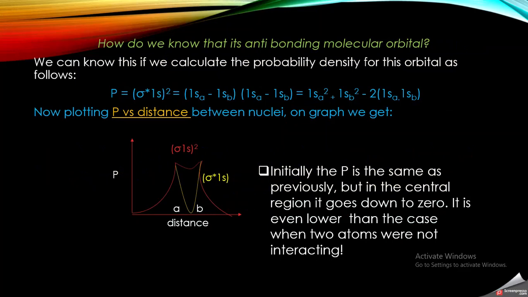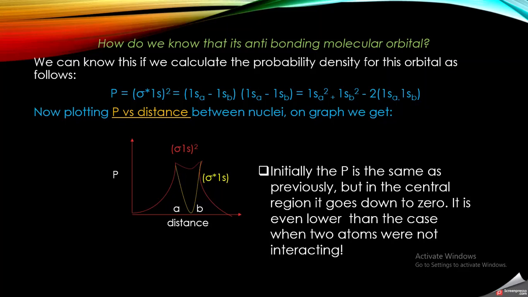So how do we know that it's an anti-bonding molecular orbital? It's not contributing to the bond formation between the two atoms. So let us again prove it mathematically. We have the probability density, which is sigma star 1s squared. We have the wave function, we square it, and we get 1sA minus 1sB times 1sA minus 1sB. Of course, this sigma star is formed because of the subtraction of these two orbitals, 1sA and 1sB.